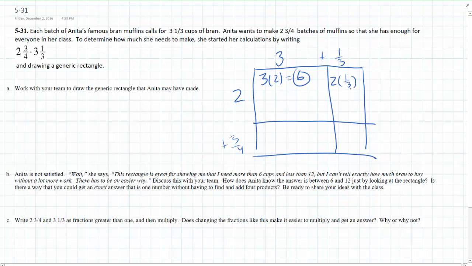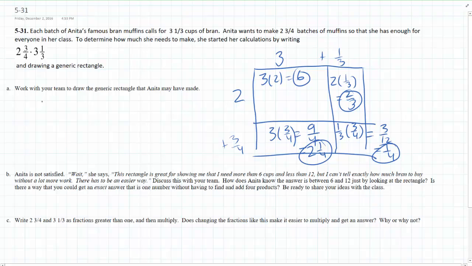2 times 1/3 is going to be 2/3. 3 times 3/4 is going to be 9/4, which is also 2 1/4. 1/3 times 3/4 is going to equal 3/12, which is 1/4. Okay, and then finally, of course, we have to add it all up. So 6 plus 2 1/4 plus 2/3 plus 1/4.